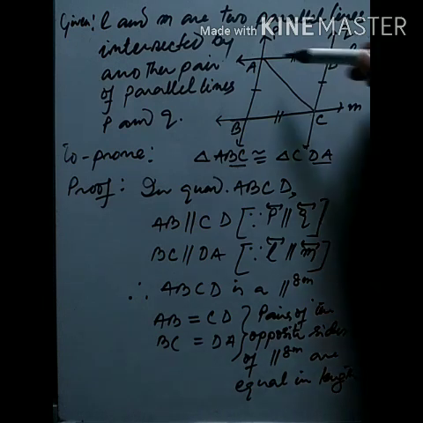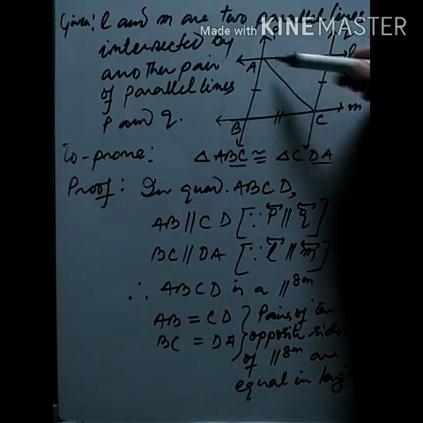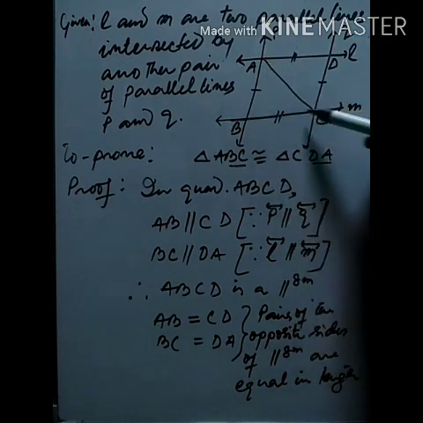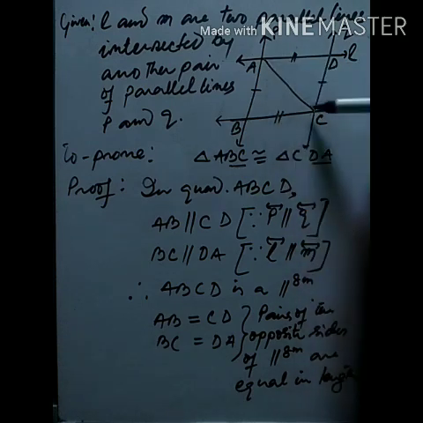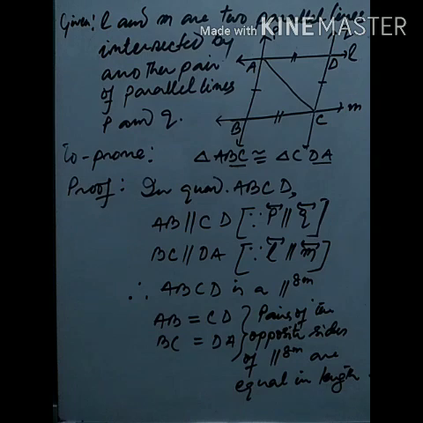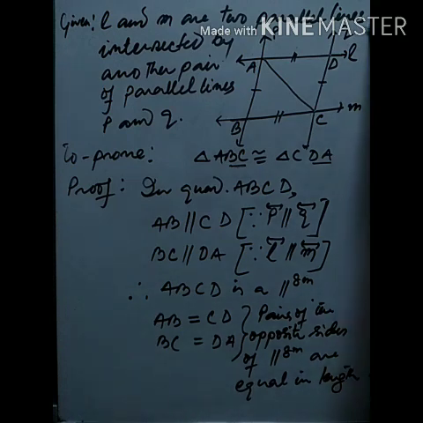And one more, this AC is a common side. AC is a part of the triangle ABC. At the same time, this AC is a part of the triangle CDA. So that's how we can prove that the two triangles are congruent by SSS congruency rule. So now let me just rub this part.